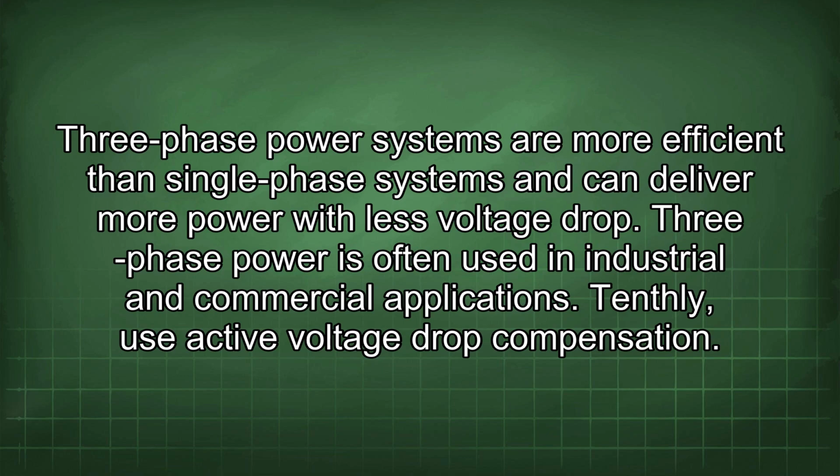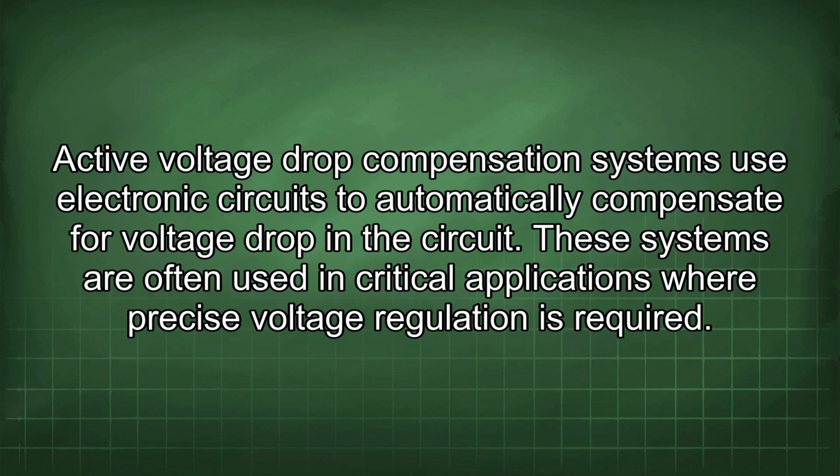Tenthly, use active voltage drop compensation. Active voltage drop compensation systems use electronic circuits to automatically compensate for voltage drop in the circuit. These systems are often used in critical applications where precise voltage regulation is required.